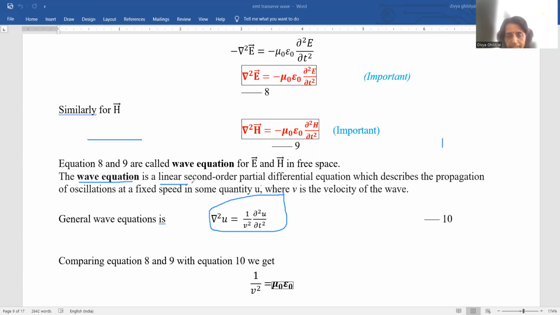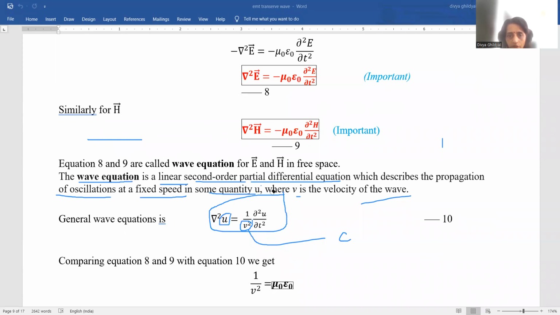Its definition I have written here. Wave equation is a linear second order partial differential equation, del 2u by del T2. This is describing the propagation of oscillations at a fixed speed in some quantity. You can take any hypothetical quantity here. I have taken u, and v is velocity of wave. In our case, we are studying electromagnetic wave, and we know that it travels with velocity of light, that is 3 into 10 to the power of 8 meter per second.